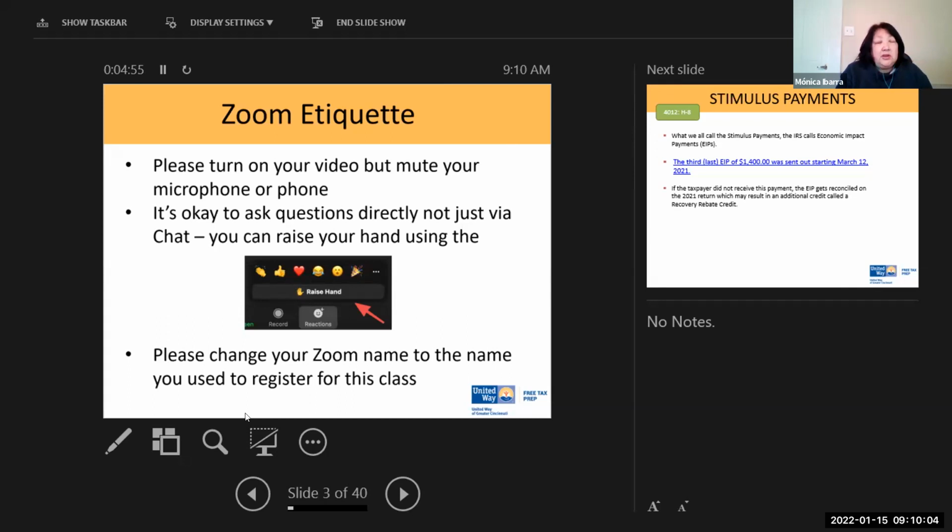Okay. So I was like, change your Zoom name to the name you used to register for class. If you don't know how to do that, you just look at the little box that has whatever your name is in it or your picture. On the upper right-hand side, there are 3 little dots in a little blue box. You just click on that, and an option to rename will come up, and then that way you can put your name in.